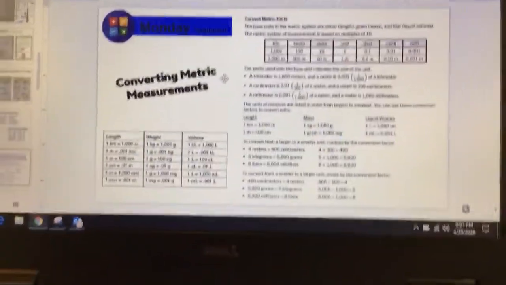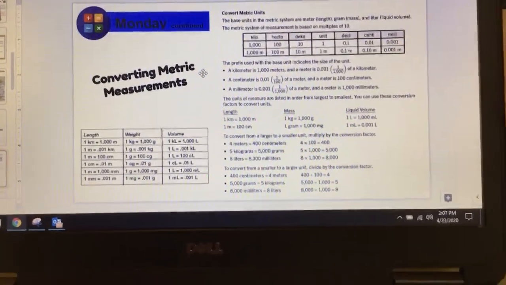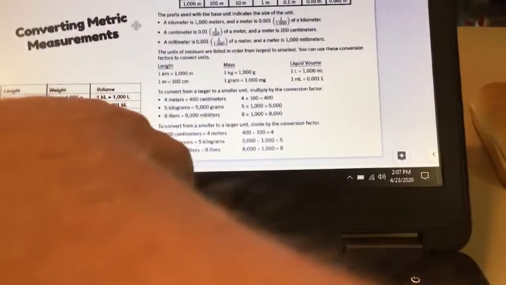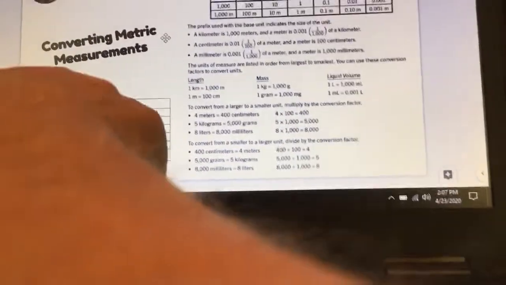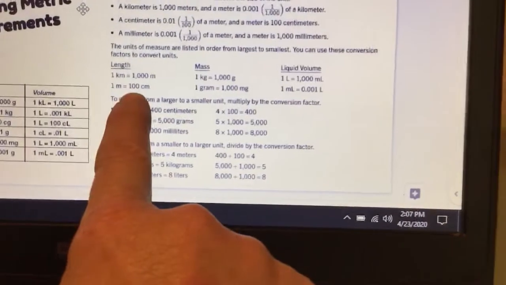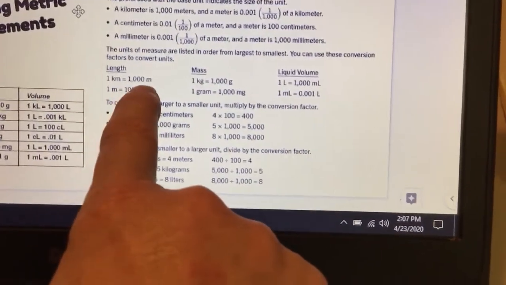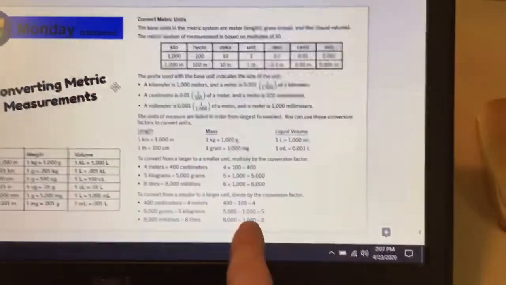And then here are some conversions for the metric system. All right, down here, showing that a gram is equal to, and here's the length. Okay, and then here's some other ones that were really helpful right there. All right, so a meter is 100 centimeters, but a kilometer is 1,000 meters. So just kind of helping you. And this is on the page that we're doing today.